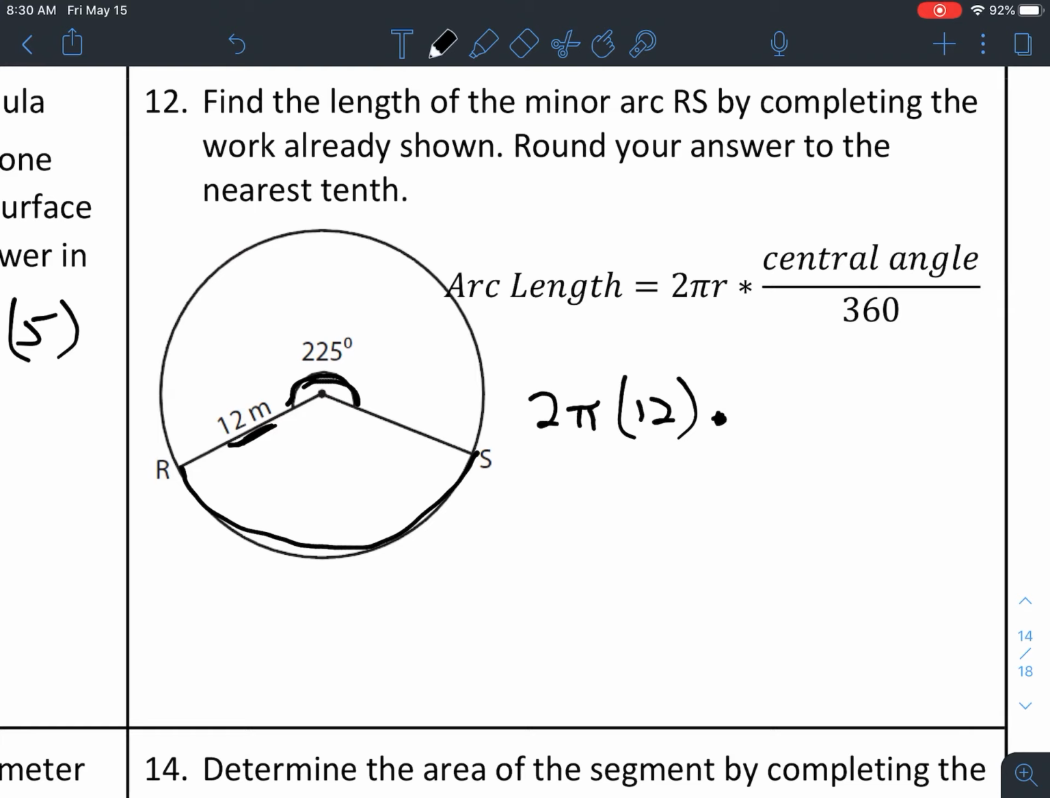360 minus 225, leaves us with 135, so we know our angle is 135 divided by 360 times pi. So if you take 135 divided by 360 times 2 times 12 gives you 24, and we can just type in pi right after.